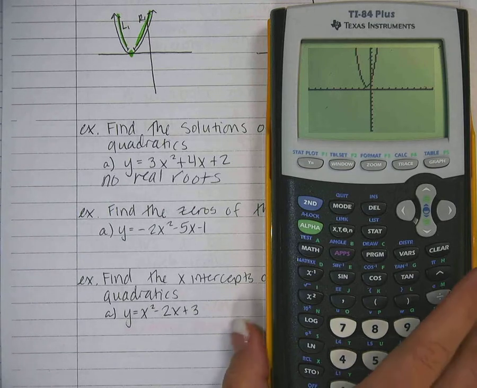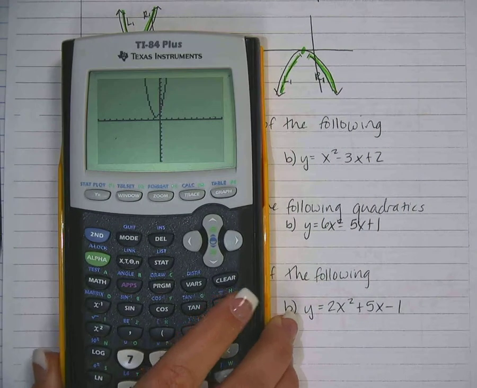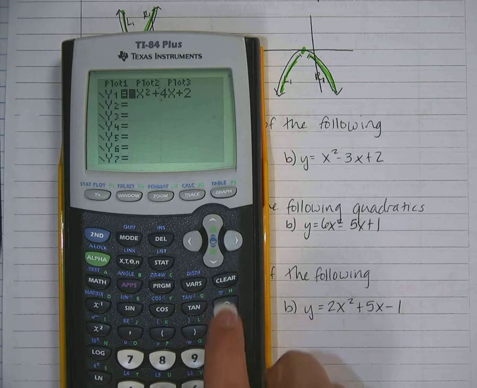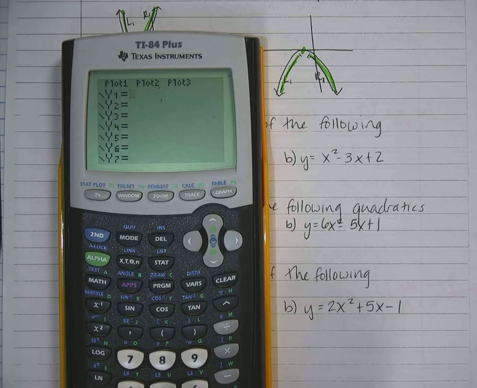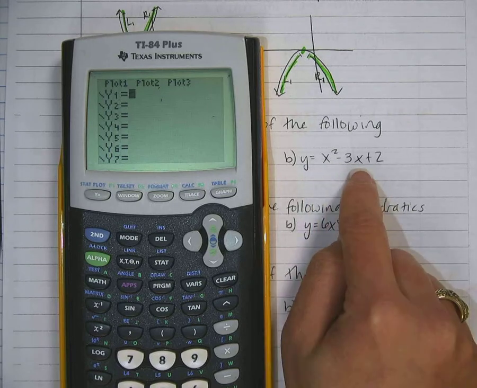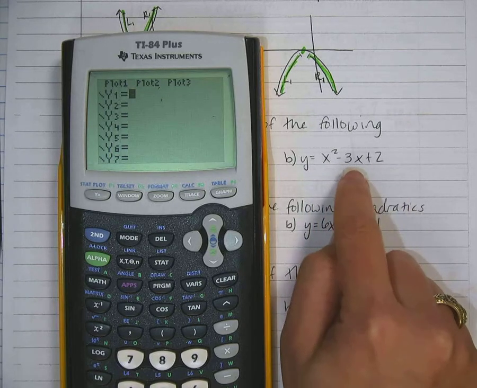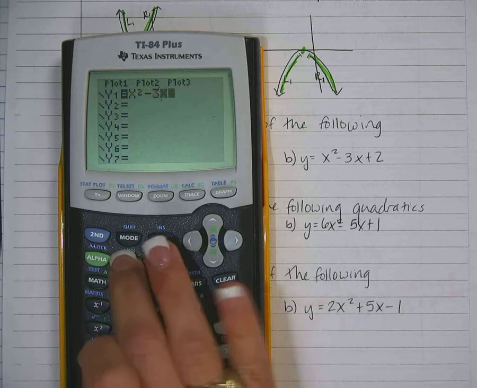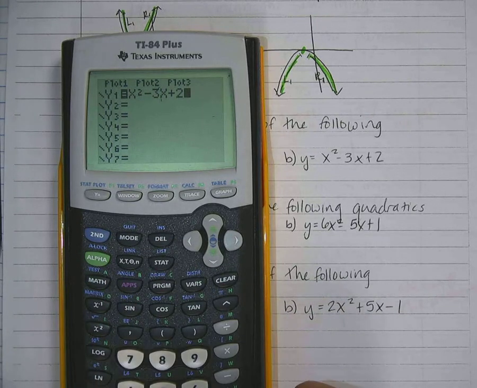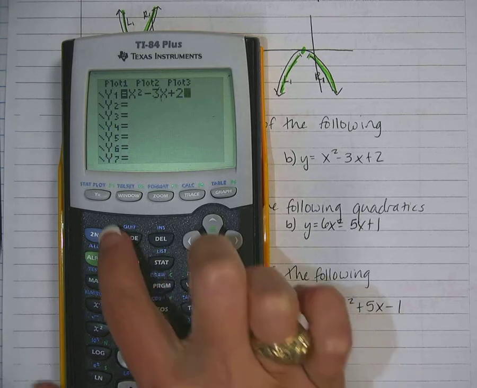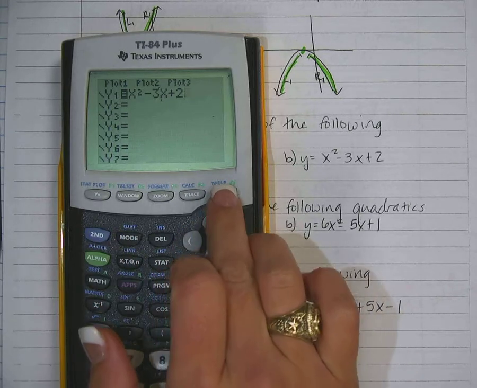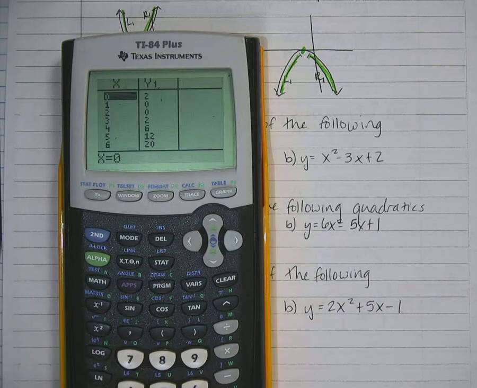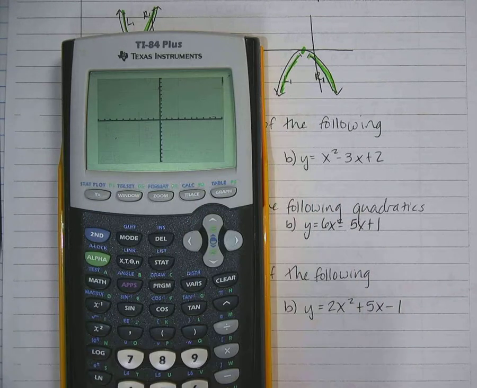Okay, so now let's take a look at the B one. So I'm going to clear out whatever function I have in y equals, and I'm going to put in y equals x squared minus 3x plus 2. Make sure you do a minus and not a negative. Okay, I'm going to press second and graph. I'm sorry, no, just graph.